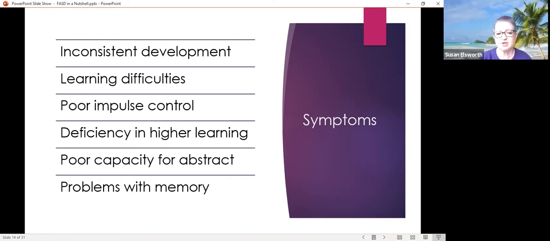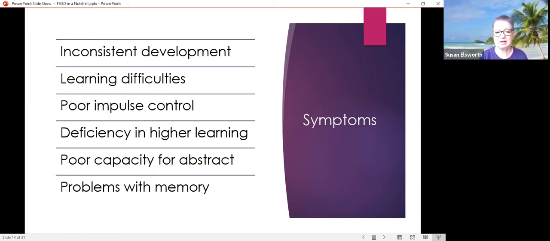Problems with memory is two-pronged. It's problems with short-term memory. Most of our systems are set up where a skill is introduced, they have a chance to practice, and then we add to that skill, and then we move on, and we just keep building, building, building. But for them, they don't get to practice that skill long enough to transfer it from short-term to long-term.